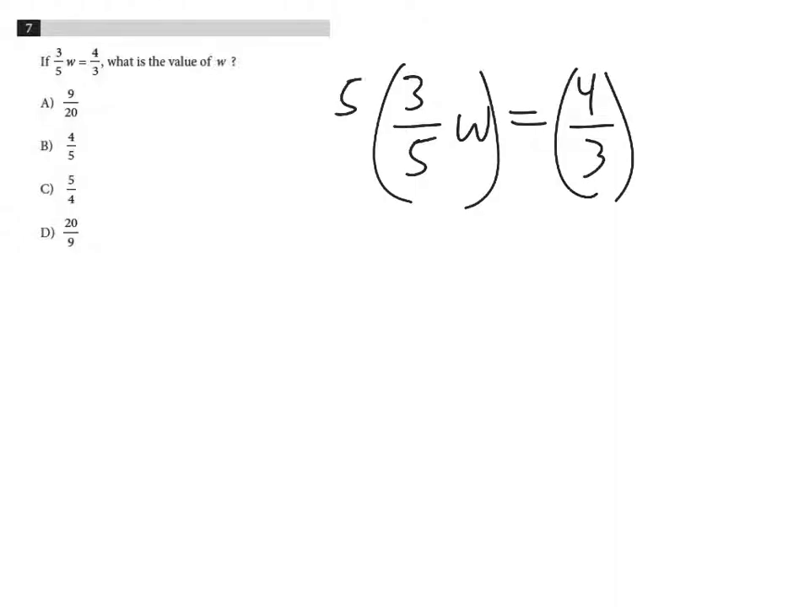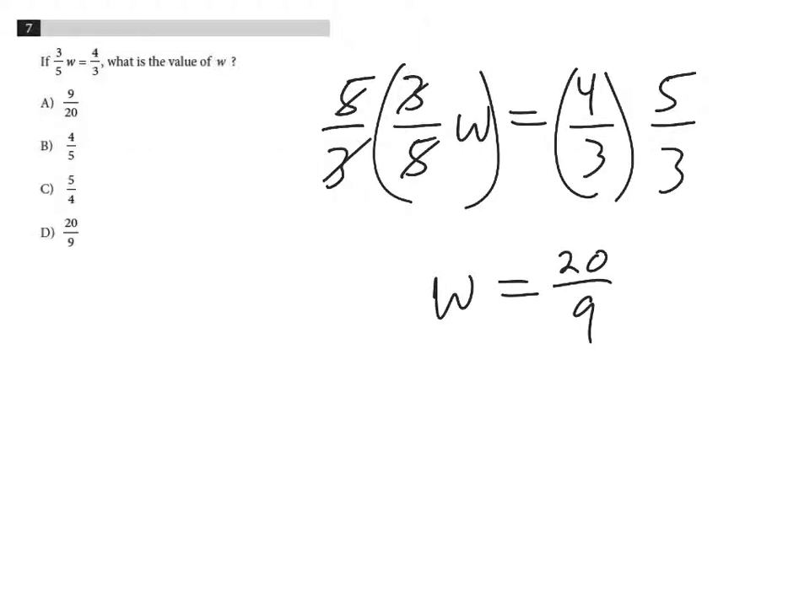If 3/5 W equals 4/3, what is the value of W? Okay. For this, we need to either divide by 3/5, which you should know is the same as multiplying by 5/3, the multiplicative inverse. What's going to happen is these guys are going to cancel out on the left, and we'll be left with W. That undoes that 3/5 multiplication. And on the right, we're just going to multiply straight across, 20/9ths. D.